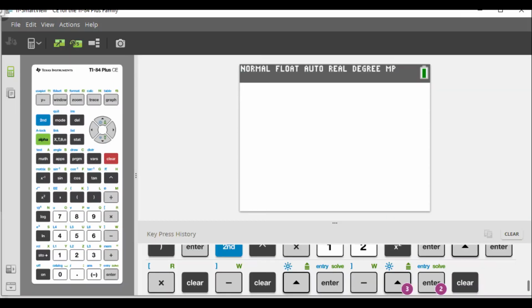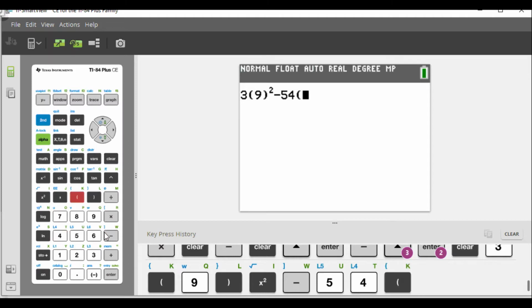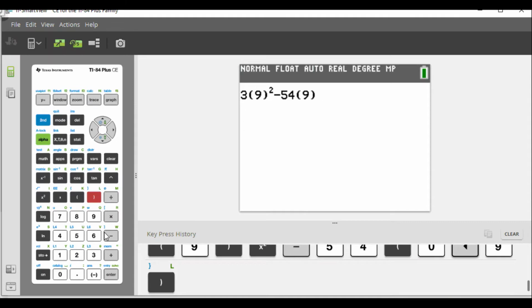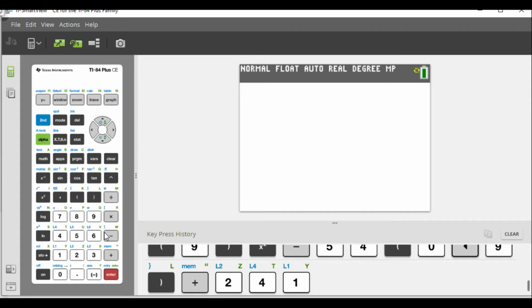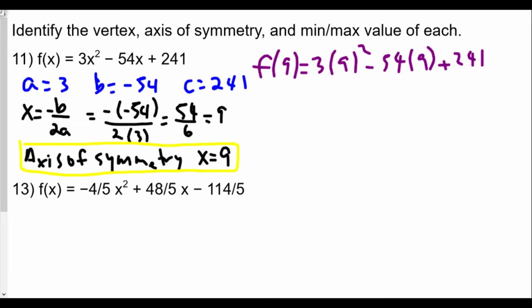So here we go. We get 3 parenthesis. I always use parentheses here. You're saying, why use parentheses? Well, it helps me not make errors, especially when we have negative numbers. So 3 parenthesis 9 squared minus 54 parenthesis 9, sorry about that, and then plus 241. And we're going to get a value of negative 2. Look at that, all that work just to get negative 2. So our matching y value is negative 2.